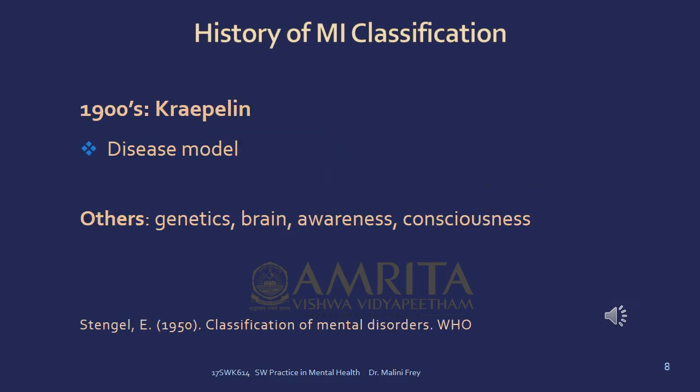In the early 1900s, Dr. Kraepelin took a unique turn in the direction of mental classifications, and he came up with a disease model. His model and those of others also included looking at the genetic makeup of a person, what's happening in the brain, but he also included, interestingly, awareness and consciousness of people.